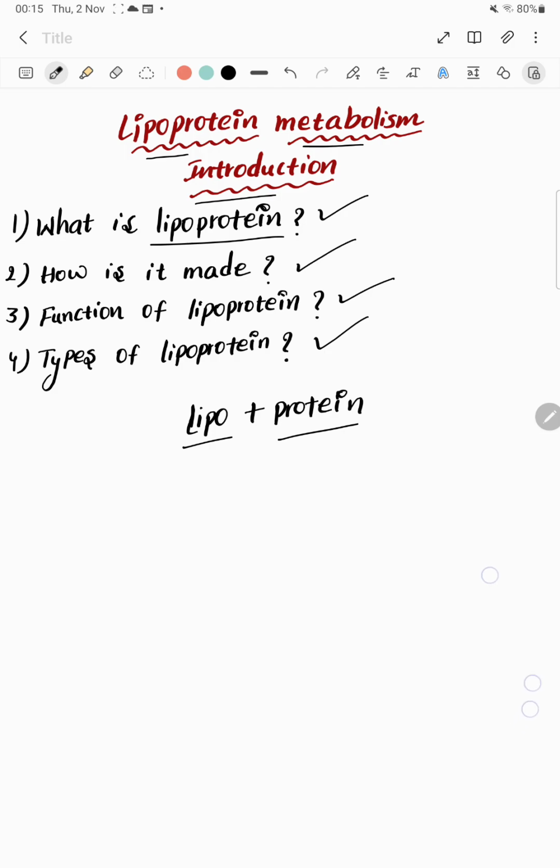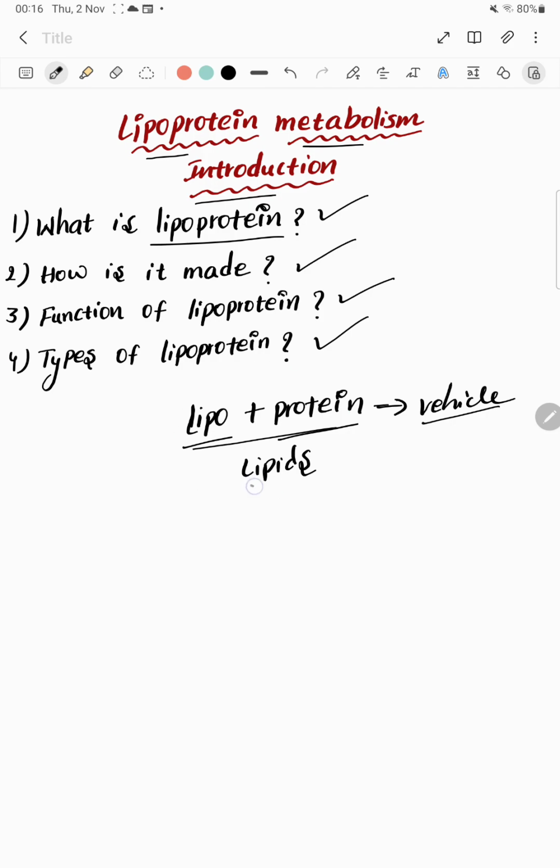Now what is this lipoprotein and what is its function? It is made up of lipid and protein, and it is like a vehicle. Vehicle means we use it for transportation purposes. I said that this lipoprotein is a vehicle, but what is it transporting? It is transporting lipids, obviously lipids.